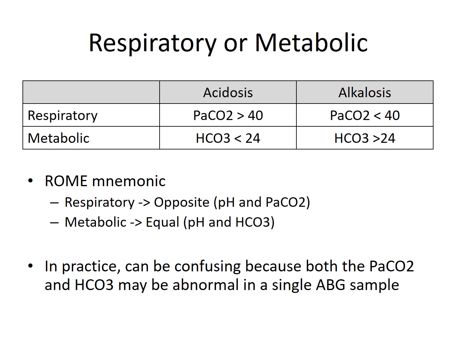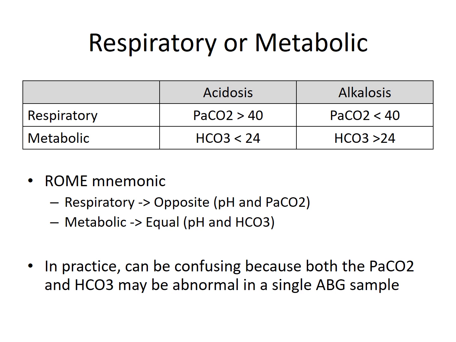I was recently told about the so-called ROME mnemonic. As I understand it, for respiratory problems, the R part of ROME, the pH and CO2 concentrations are opposite, hence the O part of ROME. For example, in respiratory acidosis, the pH will be less than 7.4, and the CO2 concentration should be greater than 40. In this, they do move in opposite directions.